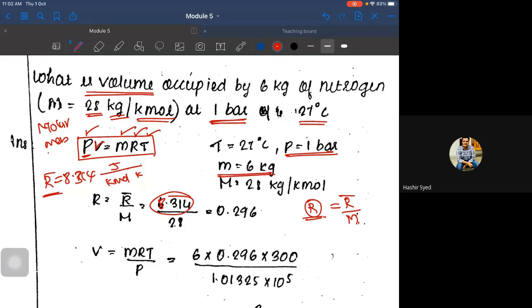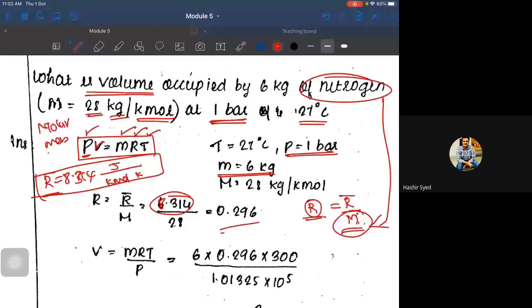So R dash divided by capital M is your particular gas constant. Now what are you doing? You are extracting the gas constant for the nitrogen from the universal gas constant. Universal gas constant, I told you, can be applied for any of the gases. Its value was 8.314 joules per kilomole Kelvin, divided by the molar mass of the nitrogen.